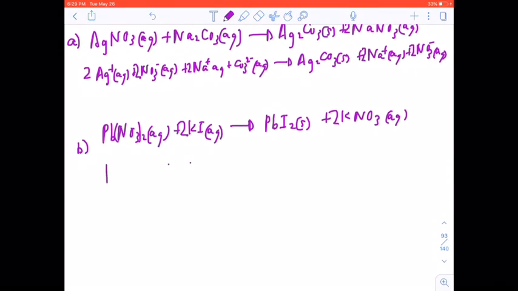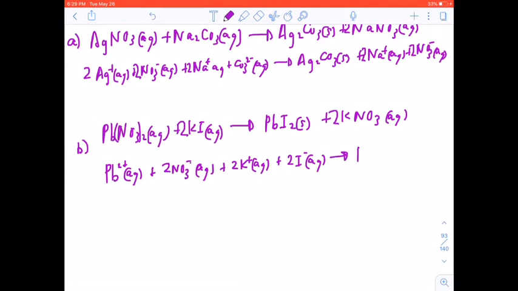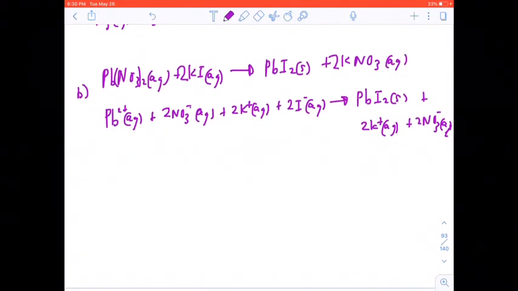Let's look at the ionic one. Pb2 plus aqueous plus 2 NO3 minus aqueous plus 2 K plus, right, plus 2 I negative gives us PbI2 solid, plus it gives us 2 K plus aqueous plus 2 NO3 minus aqueous. Right, so that's balanced.